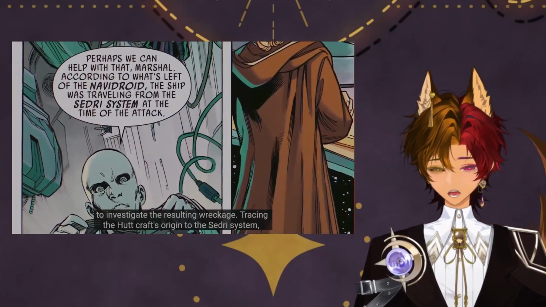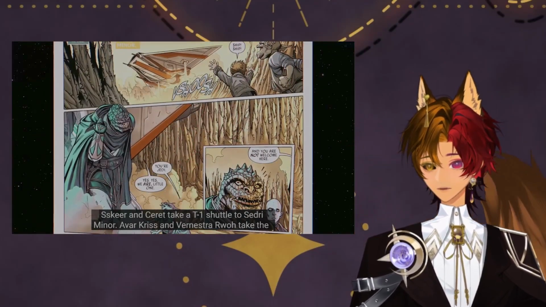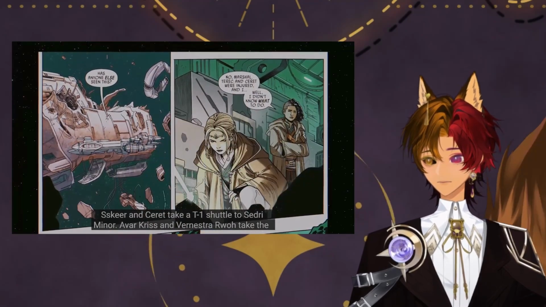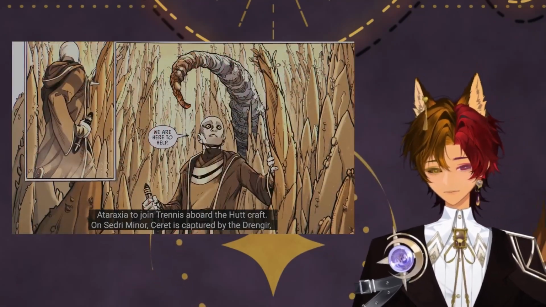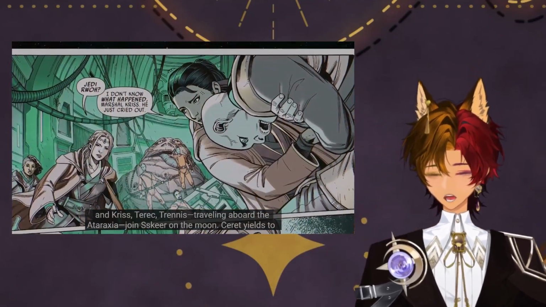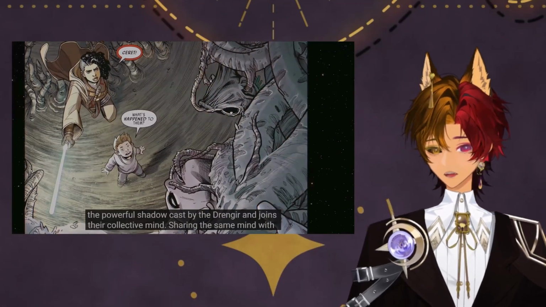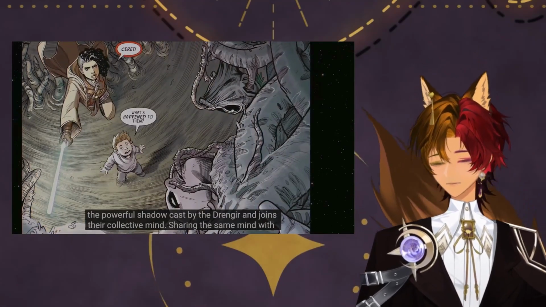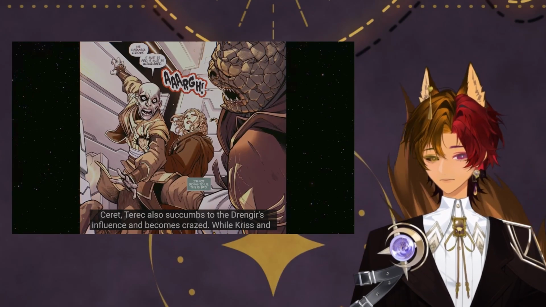Tracing the Hutt craft's origin to the Sedri system, Skier and Seret take a T-1 shuttle to Sedri Minor. Avar Kriss and Vernestra Rowe take the Ataraxia to join Trennis aboard the Hutt craft. On Sedri Minor, Seret is captured by the Drengir, and Kriss, Tarek, and Trennis, traveling aboard the Ataraxia, join Skier on the moon. Seret yields to the powerful shadow cast by the Drengir and joins their collective mind. Sharing the same mind with Seret, Tarek also succumbs to the Drengir's influence and becomes crazed.